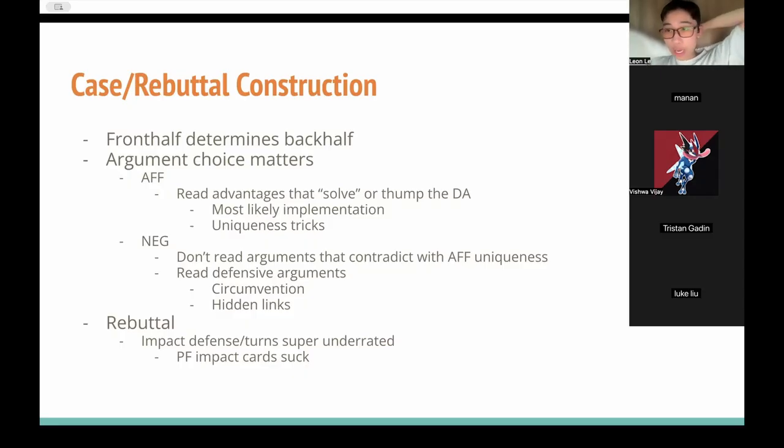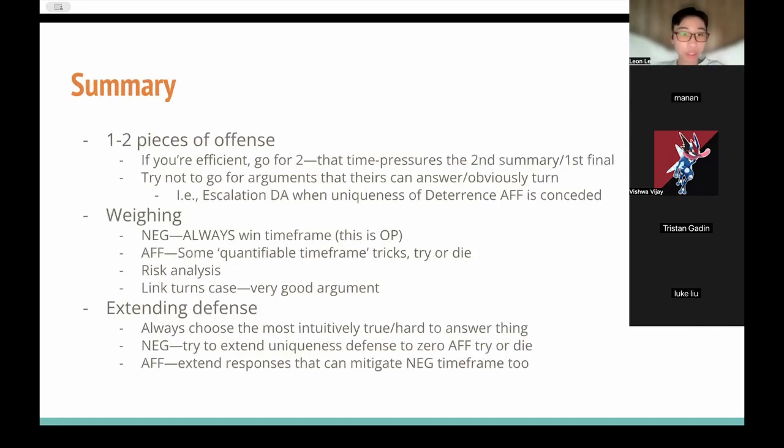I also think that if you're on the negative in rebuttal, you should be answering AF uniqueness, even in some way, at least in some way, so that they don't get access to try or die, which I'll talk more about right now in the summary section.